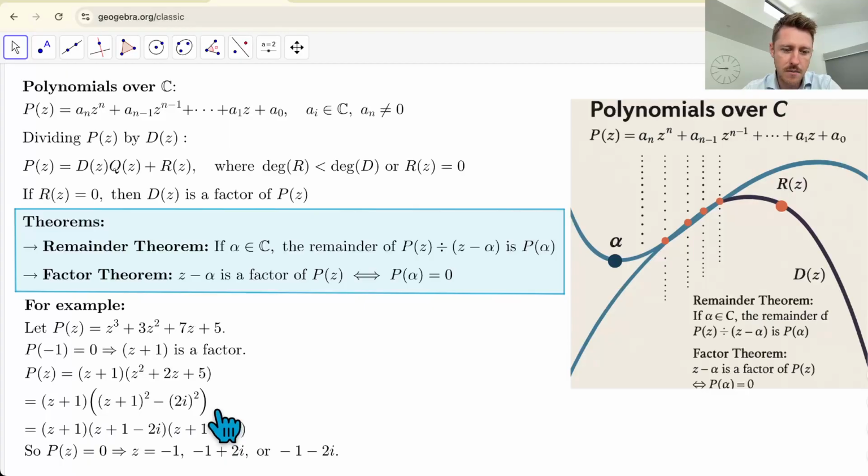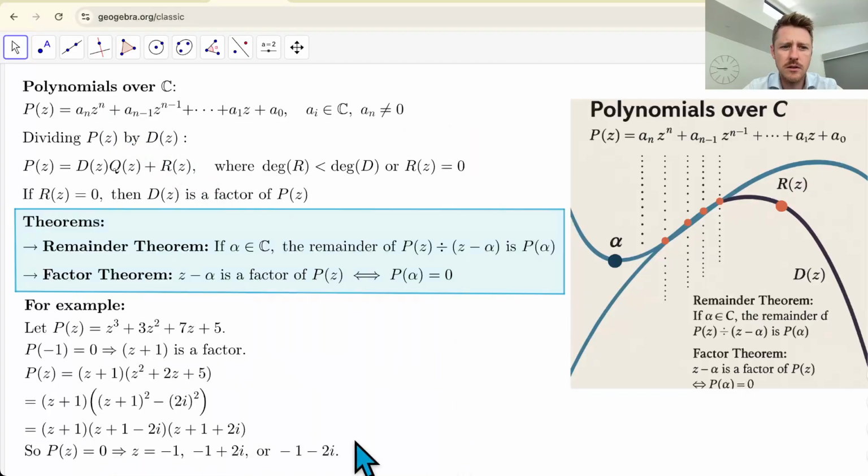And then from there, you can use a difference of perfect squares. So you get (z + 1)(z + 1 - 2i)(z + 1 + 2i). So p(z) = 0 implies that z = -1. It also equals -1 + 2i and -1 - 2i, just by applying the null factor law to this. So there's a nice example of applying the factor theorem to a polynomial over the complex numbers.